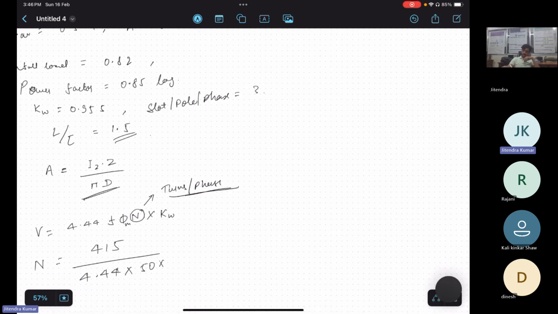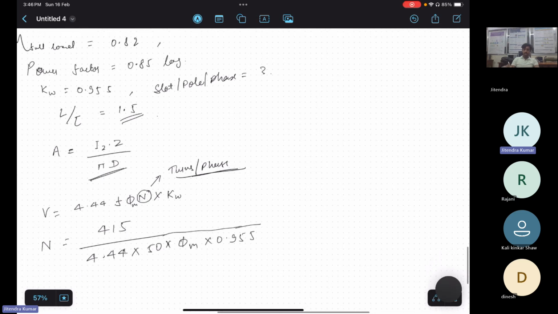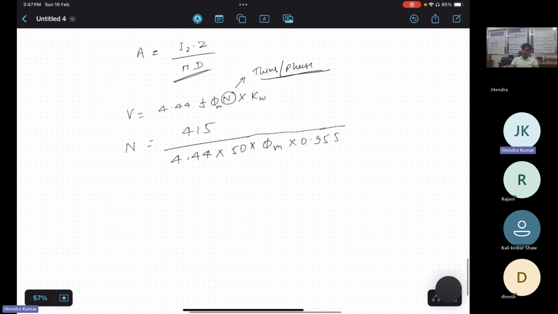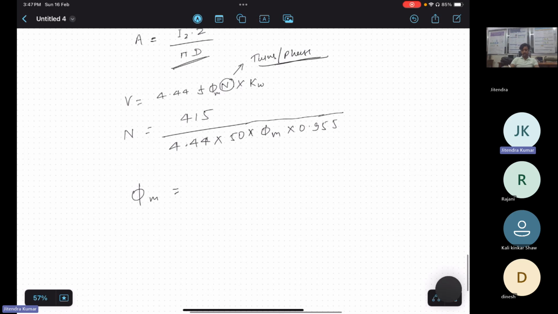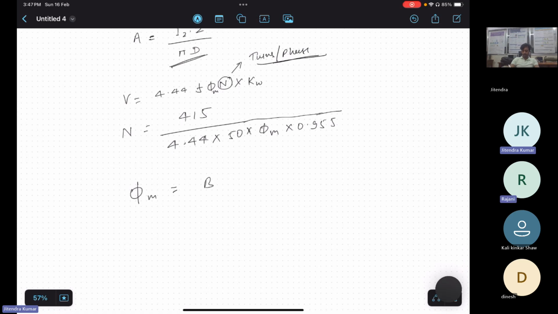Okay, so let me write whatever we know till now. Phi m we don't know yet, we will calculate it. And Kw we know that is 0.955. So we just need to calculate phi m. Phi m is nothing but B into A, B into area A. B is given as magnetic loading and it is given only for the pole.